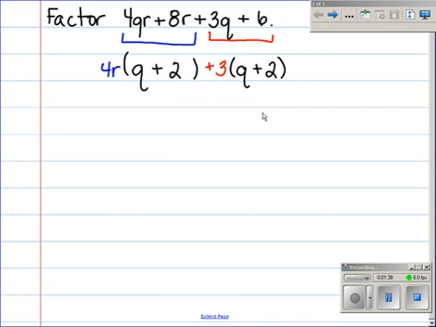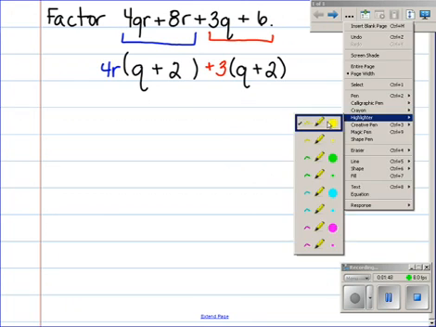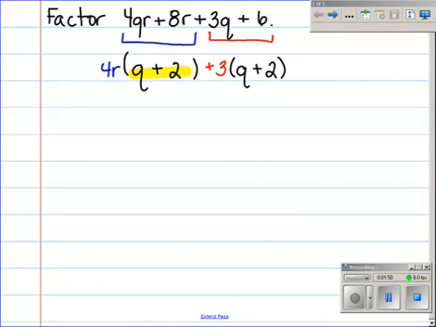So now we have 2 groups. We have 4R times Q plus 2 and 3 times Q plus 2. So now if we look at these 2 groups, they have a greatest common factor of Q plus 2. Both of those groups have this in common now.